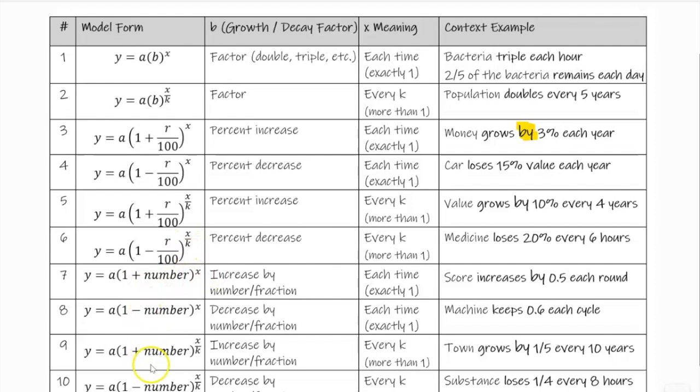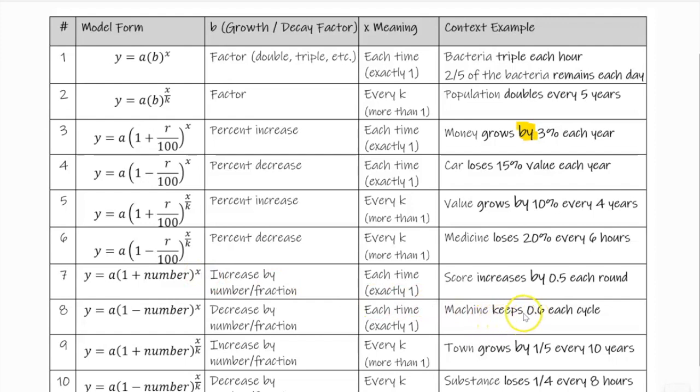Now you're going to come here and you can see the only difference is that instead of percent, we have 1 plus some kind of number. That number can be a decimal, that number can be a fraction. So 1 plus means it's growing by that number. 1 minus means you're losing that number. If a score increases, increases means I'm going up. So that word "by" again: increases by 1 plus 0.5. And because I have each round, each 1 round, time is just X. So 1 plus 0.5, time is just X.